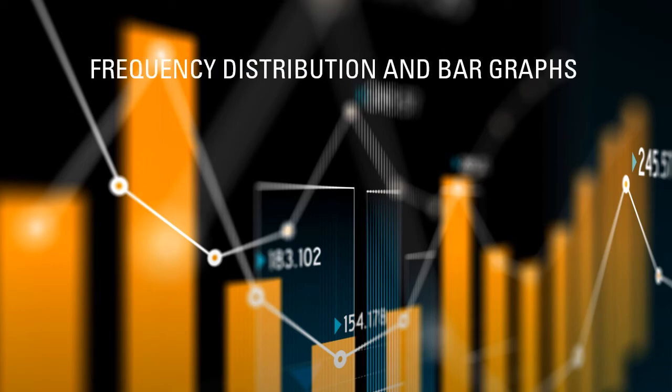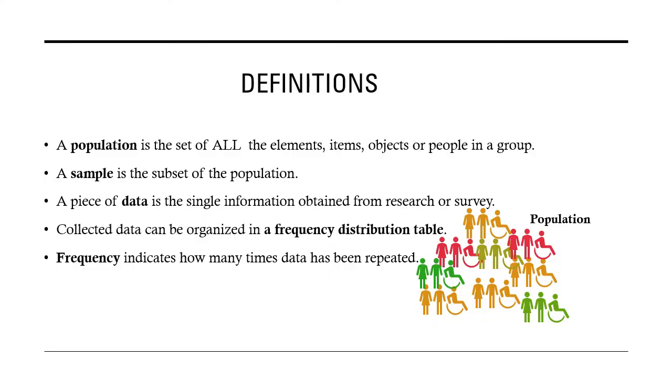So in this video, we're going to talk about frequency distribution and bar graphs. First of all, we have a few definitions. A population is a set of all elements, items, objects, or people in a group. For example, the population of the United States, and then the sample is a subset of the population.